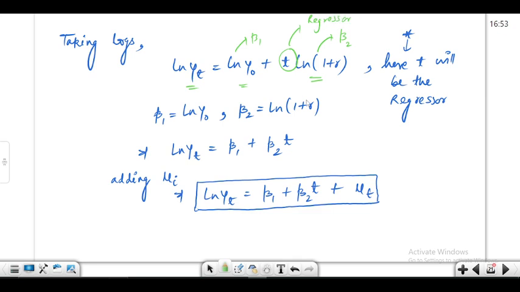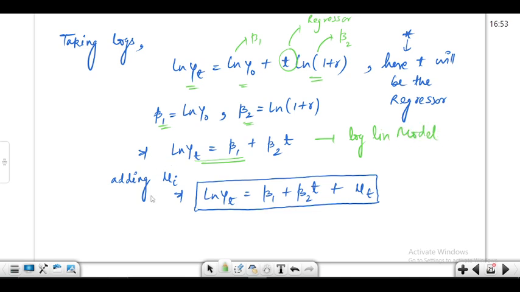Don't be confused. Okay, so this is not your regressor, the time variable is your regressor. Okay, so I've denoted ln y naught by beta 1 and ln(1 plus r) by your beta 2. So my equation becomes this in the log form, and since only the y variable is in the log form, that is why it is called the log lin model. Okay, log lin model, right?